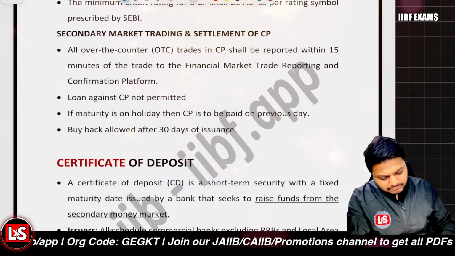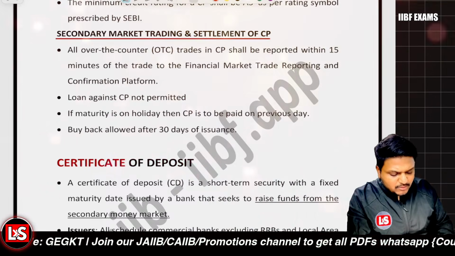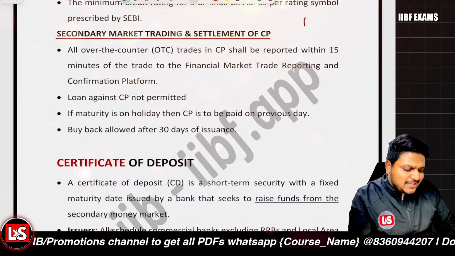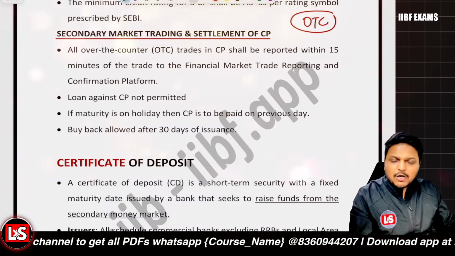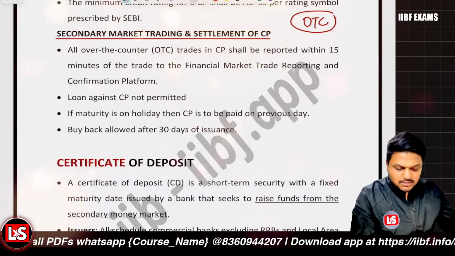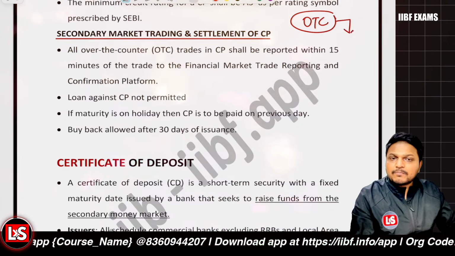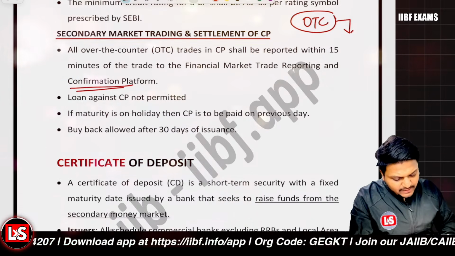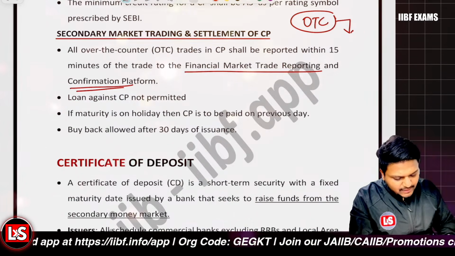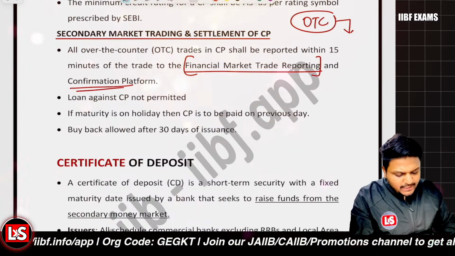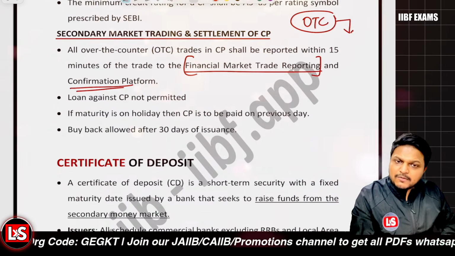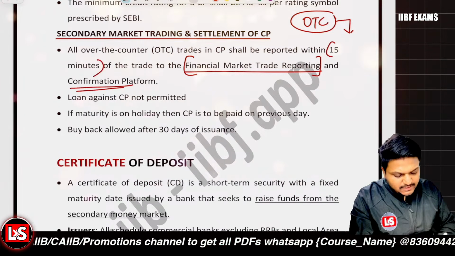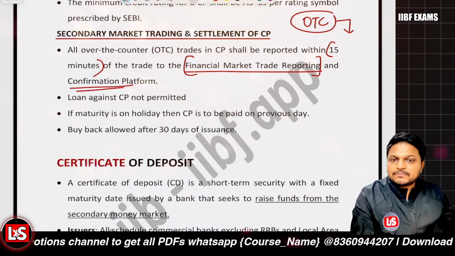Just let me tell you one thing other than that. If we are talking about the secondary market in case of commercial papers, does it exist? Yes, it exists. And if there is any over the counter trade, over the counter meaning a bilateral trade between two persons, it is to be reported to the platform that we say to be FMTR, the financial market trade reporting and confirmation platform. It is to be reported over there within a time span of 15 minutes if there is any OTC contract, right?